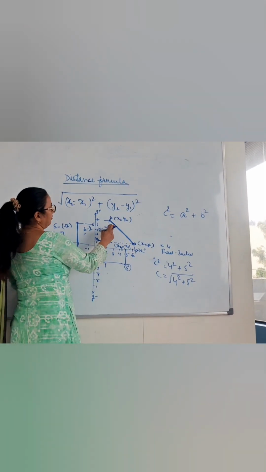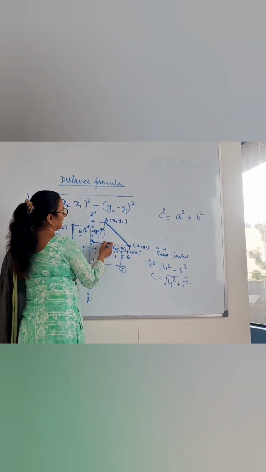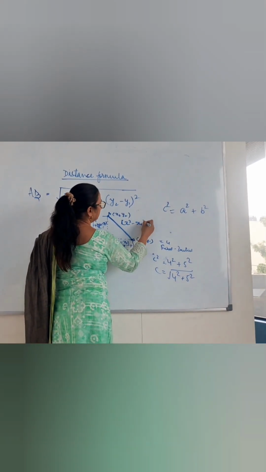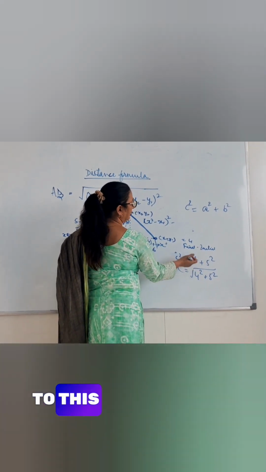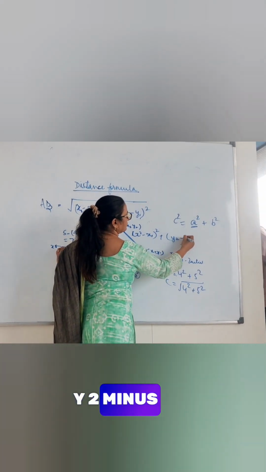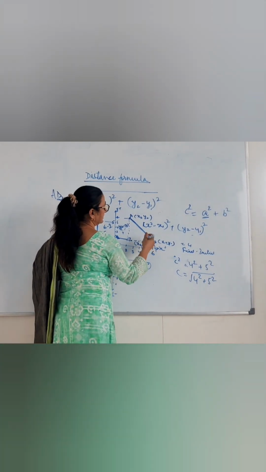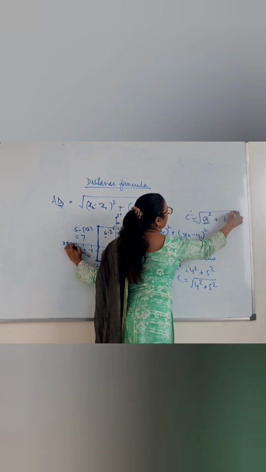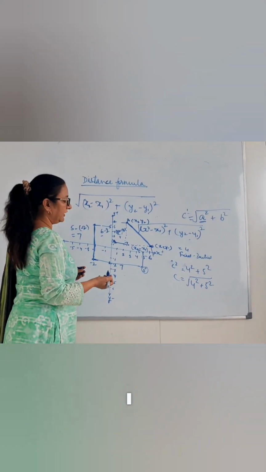How did I get 4? What I did was subtract from here to here. If this is x2 and this is x1, here I did x2 minus x1 the whole square, which is a square, and y2 minus y1 the whole square, which is b square. I got b and I got c. And then if you remove the square on this side, the other side becomes a square root. So the same is here. This is the formula I got. I hope things are clear.